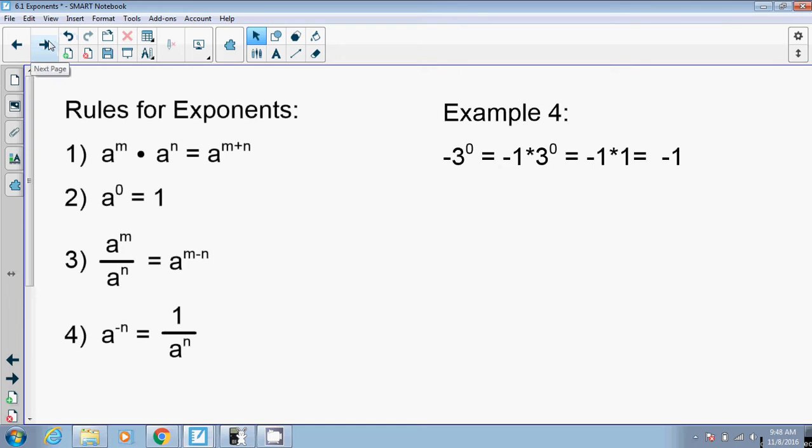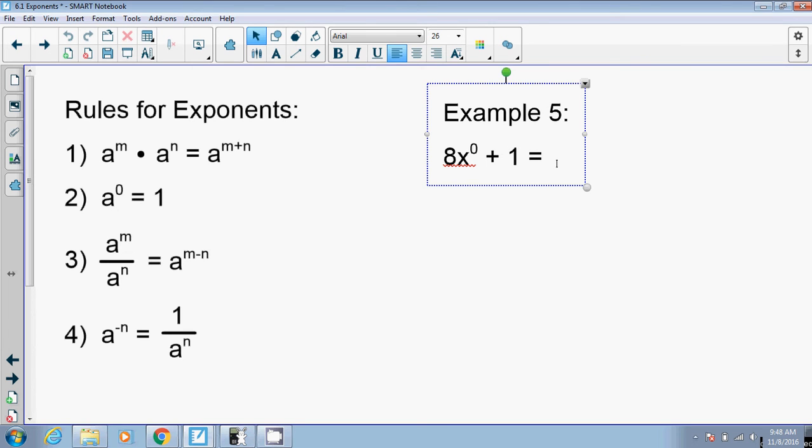All right, one more quick example to look at here. I have 8x to the 0 power plus 1. Again, please realize here what the 0 power is attached to. The 0 power is just attached to the x. It's not attached to the whole 8x. It's just attached to the x. So again, just to make sure this is clear, I'm going to rewrite this as 8 times x to the 0 power. But then I have my plus 1.